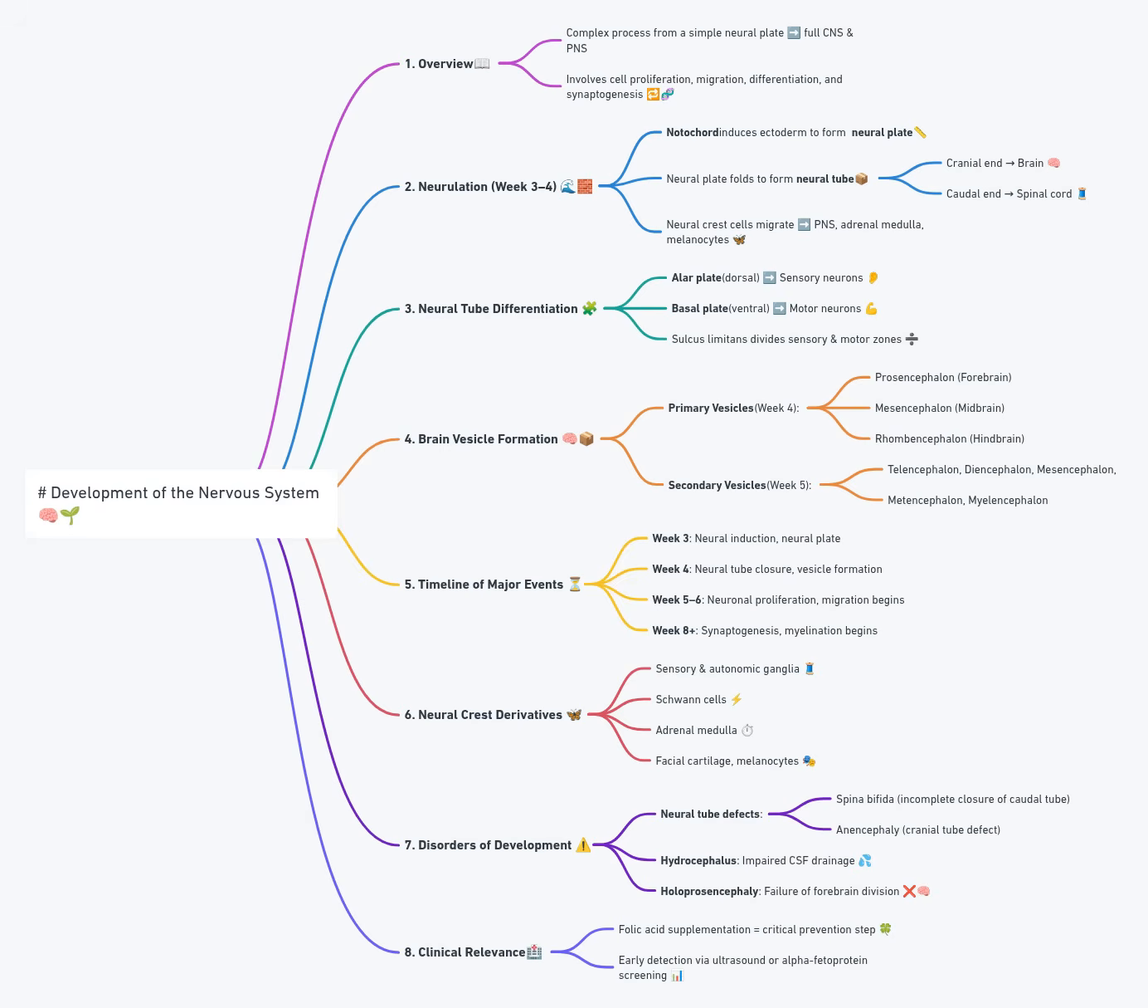Motor neurons arise from the basal plate, which lies ventrally, while sensory neurons arise from the alar plate, which is dorsal. The sulcus limitans demarcates these two functional regions in the developing neural tube. By the end of the embryonic period, the basic layout of the central and peripheral nervous systems is established. Further development in the fetal period and after birth involves continued growth, myelination, synaptic refinement, and functional specialization.